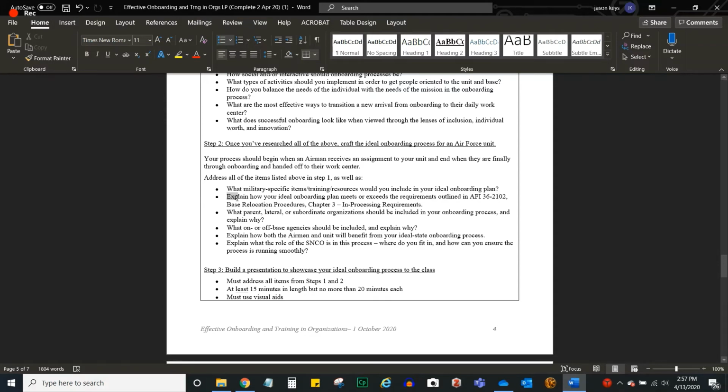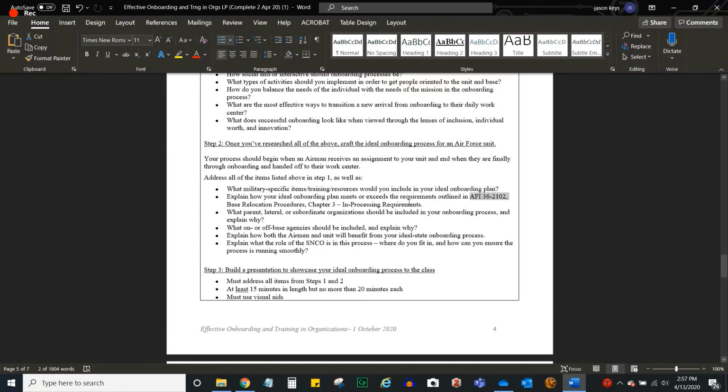This is a great one here, and don't lose sight of this. How would their ideal training onboarding process meet or exceed the requirements outlined in this AFI chapter 3? So they actually have to dive into this AFI and explain how it meets or exceeds those requirements. What we don't want them to do is just come up with some onboarding process that's not realistic and doesn't actually meet any of the requirements that bases need.